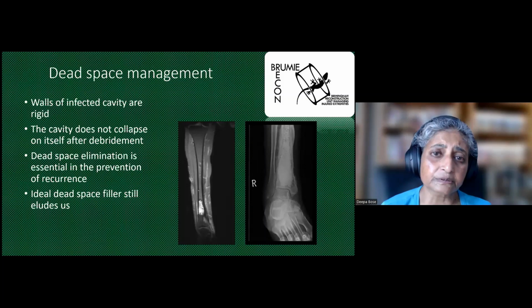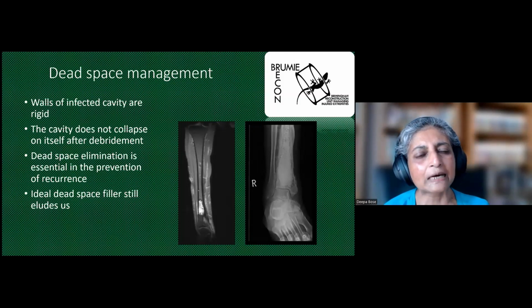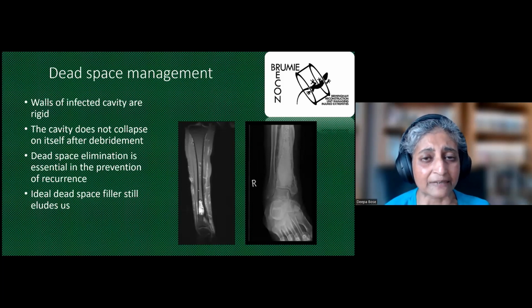However, in bone, the walls of the infected cavity are rigid because they comprise bone or fascia, both of which are quite rigid. And so the cavity does not collapse upon itself after debridement. If you've done a thorough debridement, there will be bleeding from the walls of the cavity, and the cavity will fill with blood. And as we all know, blood is an excellent culture medium. So you have to get rid of the dead space if you want to prevent recurrence.